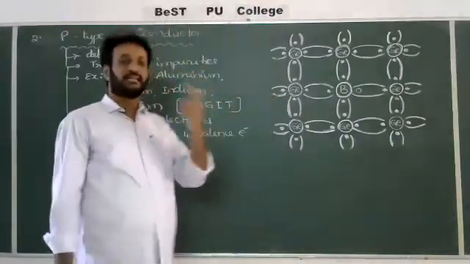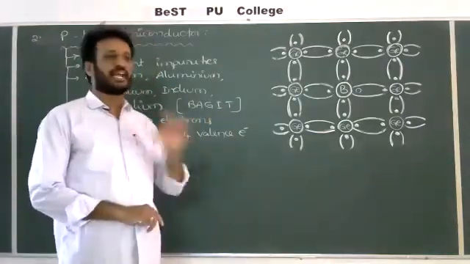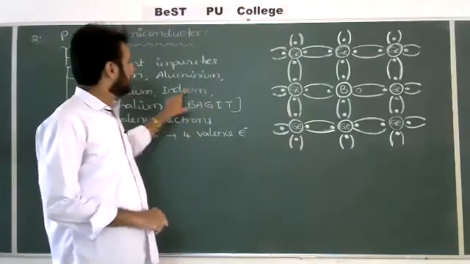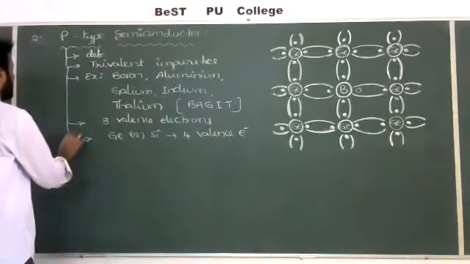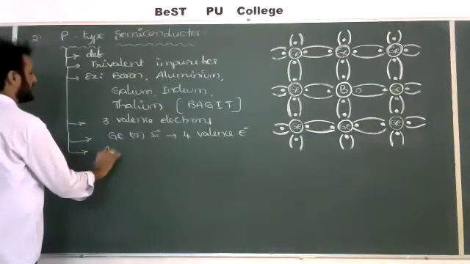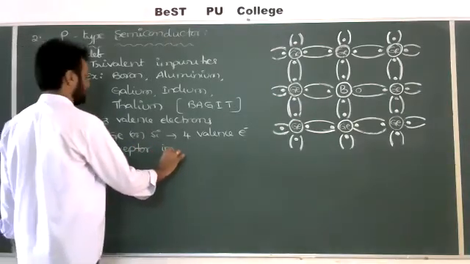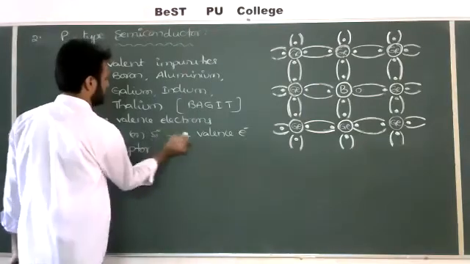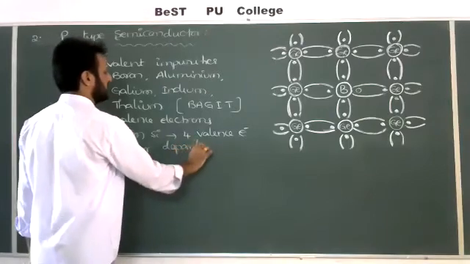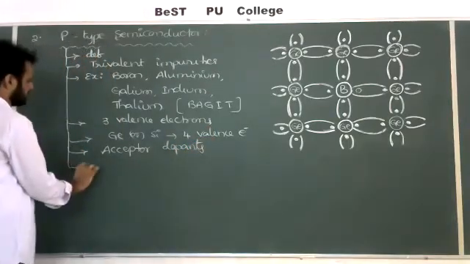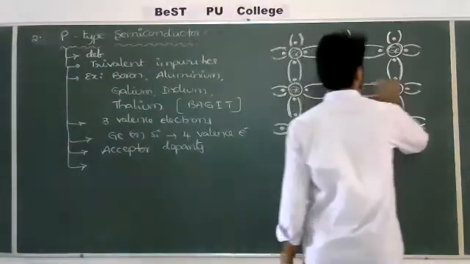That's why they can be called acceptor impurities. Whereas pentavalent atoms are called donors. They donate 1 electron, but these accept 1 electron. That's why we can write here: trivalent impurities are also called acceptor dopants or acceptor atoms. So this can be called a hole.